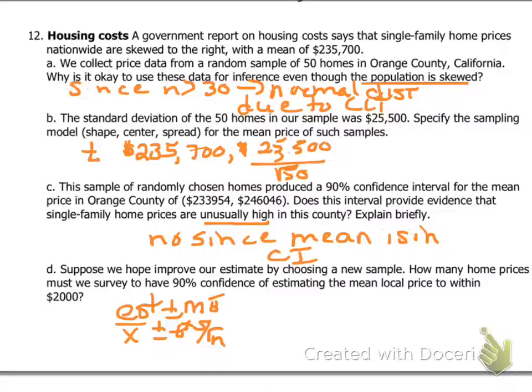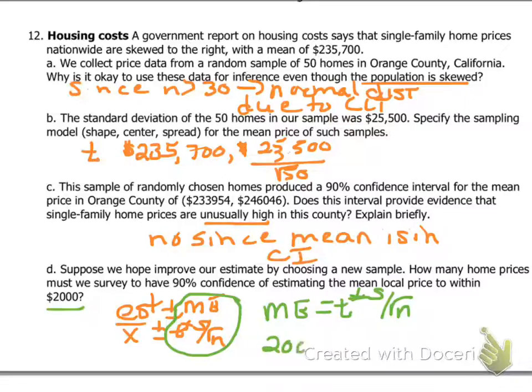And so what do we know? The margin of error is equal to t star times the standard deviation of the sample divided by the square root of n. So we want to solve for the square root of n. That means I need to know my margin of error, my t star, and my standard deviation. The 2,000 is my margin of error. My standard deviation, they told us, was 25,500. And so I need to know my t star.